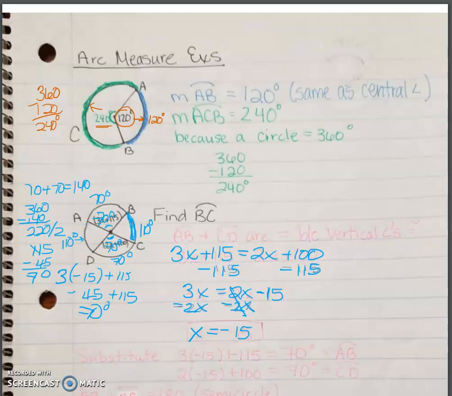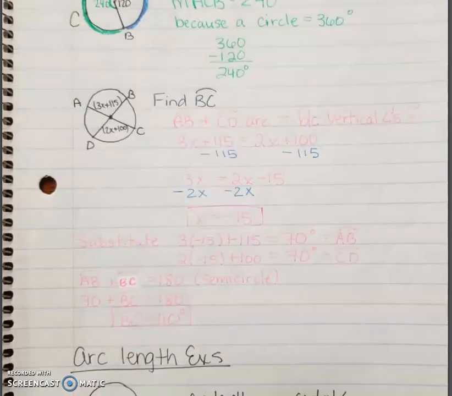I'm going to pause and move it up. Okay, so here I've shown the rest of my work, and I solved it a different way because I noticed that AB here and BC here formed a semicircle. So now that I know that AB was 70, and I can find BC because it adds up with 70 to equal 180, I subtracted 70 from both sides, and that gives me 110.